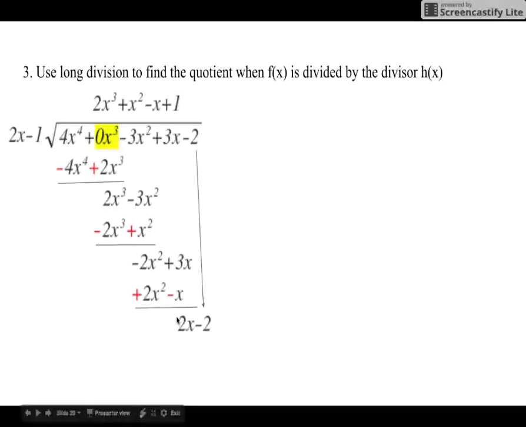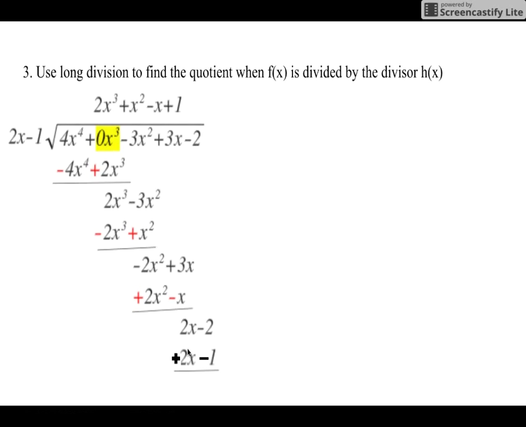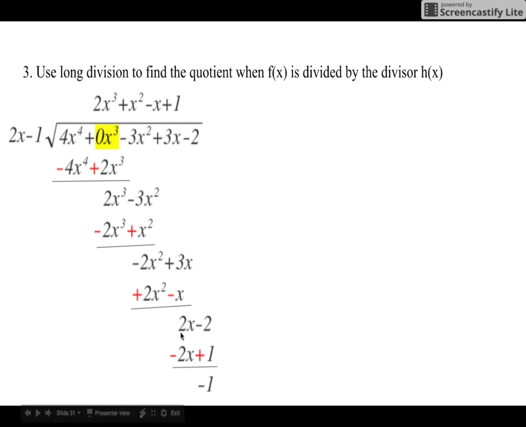Now this is going to be our last step, basically. So we have 2x times what will give us 2x? Well, that's plus 1. That's where this came from. Now we take 1 times 2x, which will give us positive 2x, and 1 times -1, which will give us -1. Now again, rules of long division, you have to change the sign. This becomes 2x minus 2x, and then minus 2 plus 1, and this gives us a remainder of -1.